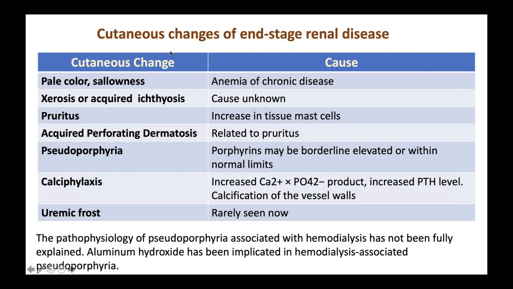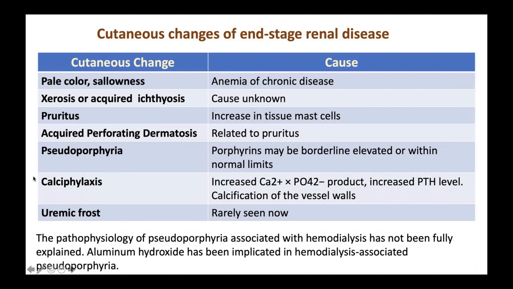So these are the cutaneous changes of end-stage renal disease. The patient has a pale or sallow appearance because of anemia of chronic disease. There can be an association with acquired ichthyosis, and the cause here is relatively unknown. And there is associated pruritus because of an increase in tissue mast cells, and acquired perforating dermatosis, which presents as keratotic papules. We'd also seen this associated with diabetes. Then pseudoporphyria is said to be associated with hemodialysis, and aluminium hydroxide, which is used, has been implicated.